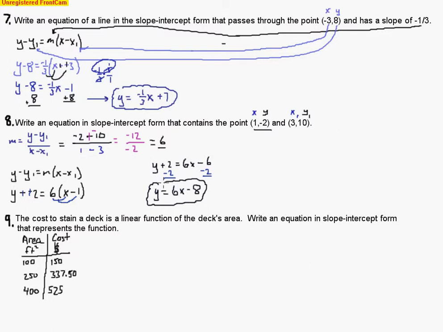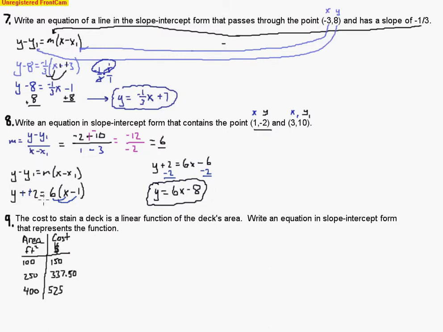So the 8th problem on the test is one where you're going to have to find the slope first. So find the slope. Once you've got that, use one of the points. Could have used either point, and then substitute in the point-slope formula and solve.